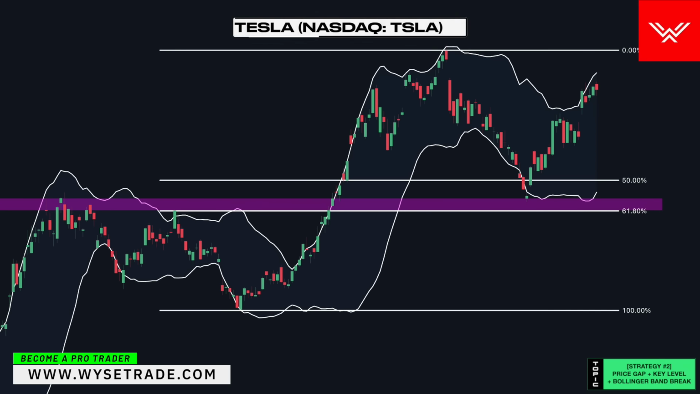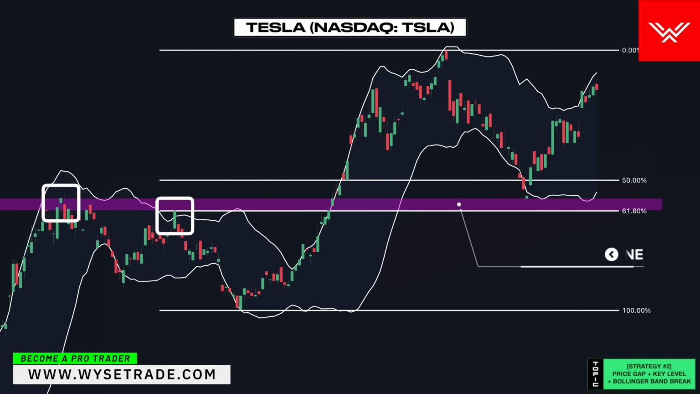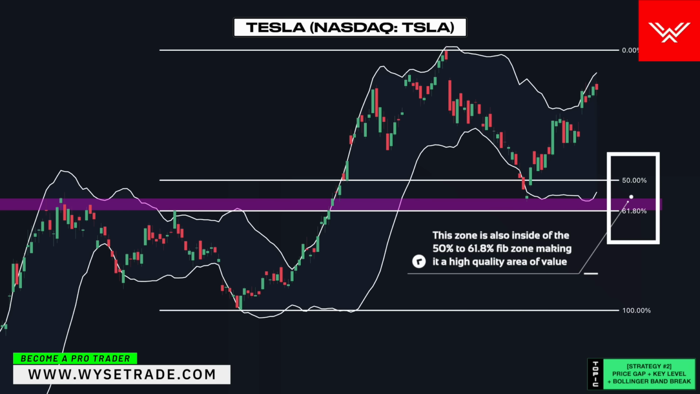This is the Tesla stock trade we took using this exact strategy. These two reversal points give you your key support zone. That is also a weekly zone. This zone is also inside of the 50% to 61.8% fib zone, making it a high quality area of value.